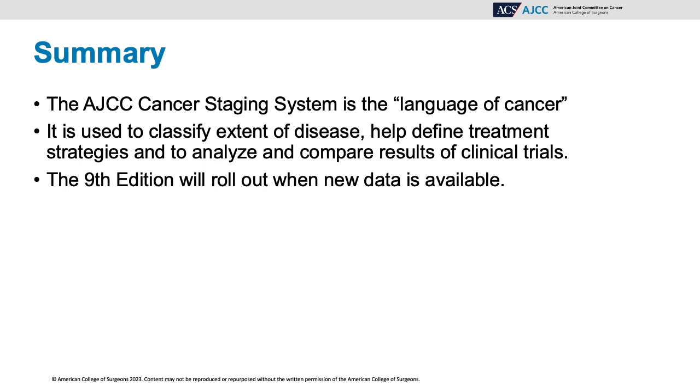So in summary, the AJCC cancer staging system is the language of cancer. It's used to classify the extent of disease, help define treatment strategies, and to analyze and compare results of clinical trials. The 9th edition will roll out as new data is available.